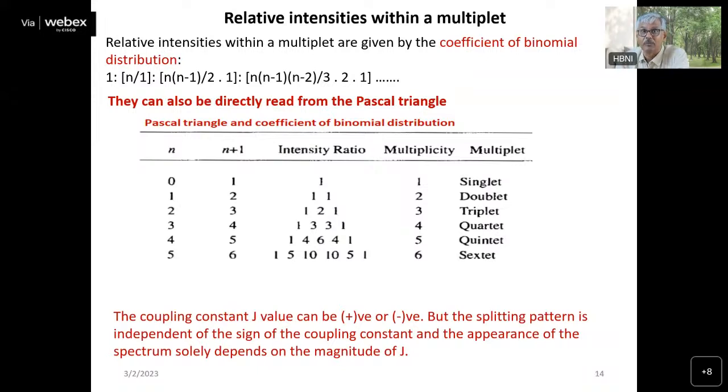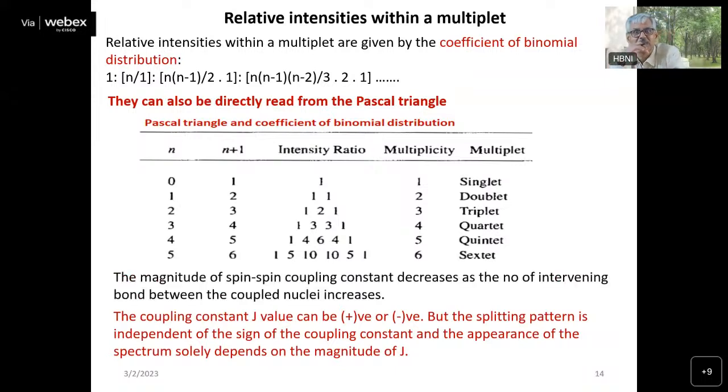This is true only for first order spectra. Okay. When you go for second order spectra, you will see this is not true. It depends on the relative sign of the coupling constant. We'll see later on. But for the time being, for all simple spectra, remember that whether J is positive or negative, it does not matter. It depends solely on the magnitude.